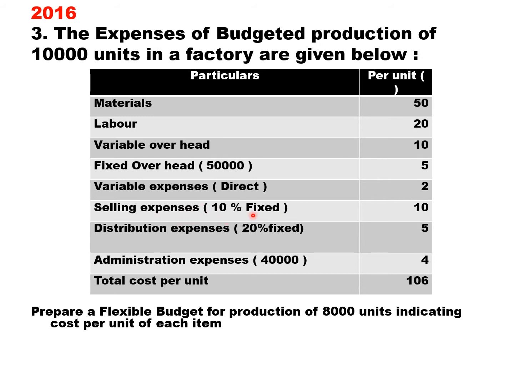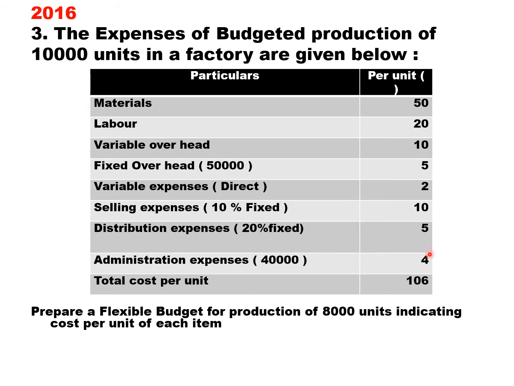So selling expenses, 10% is fixed. That is total 10 rupee. So 10 rupee into 10% you get 1 rupee. So selling expenses out of 10 rupee, 1 rupee is fixed. That's 10,000. How? 1 rupee fixed into 10,000 units, you get 10,000 rupee. Fixed consider total. So out of 10 rupee, 1 rupee is fixed, then remaining 9 rupee is variable. So fixed selling expenses will be 10,000. Variable selling expenses will be 9 rupee.